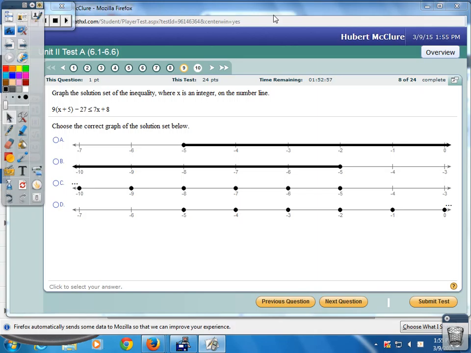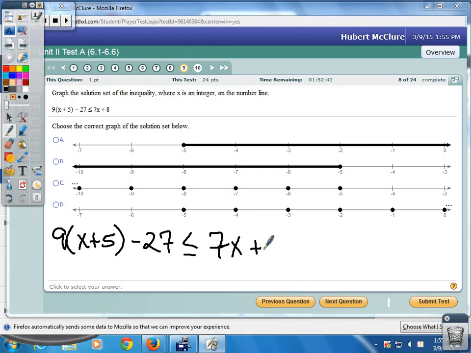9 times x plus 5 minus 27 is less than or equal to 7x plus 8. I'm going to give y'all a couple of minutes to work on that. Don't forget to draw those arrows because somebody's going to forget to multiply by that second term.